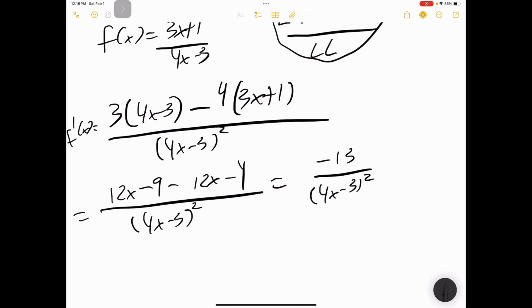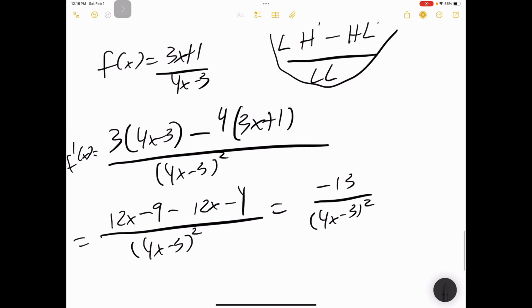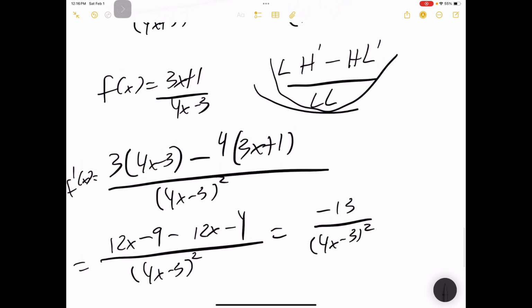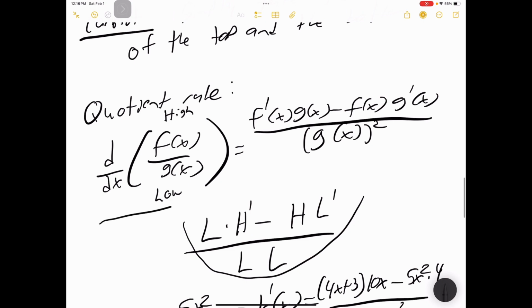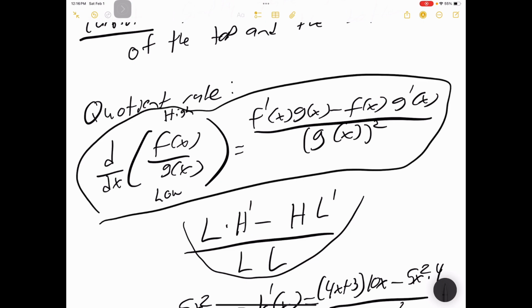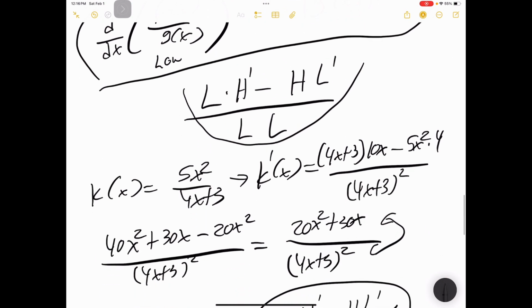And that's really it. That's the quotient rule. I suggest doing a bunch of practice problems just so that you ingrain in your head the formula. You can either learn the actual formula, which is right here, or you can remember low d high minus high d low over low low.